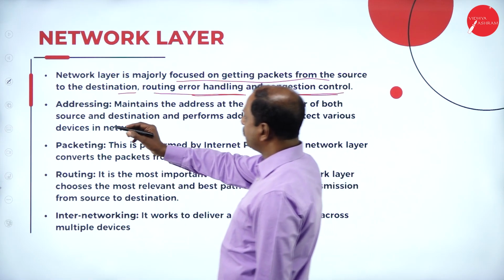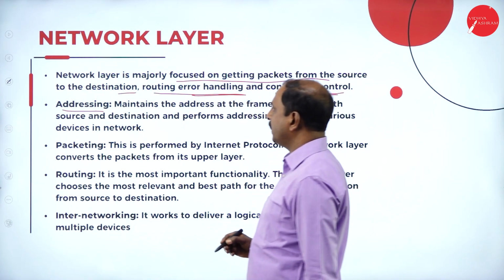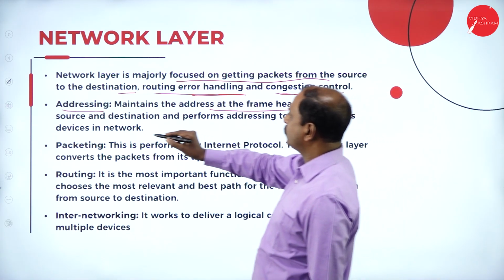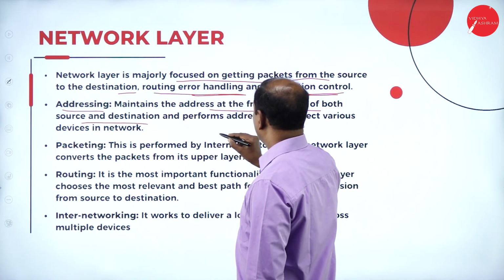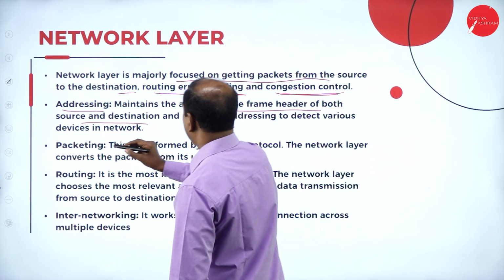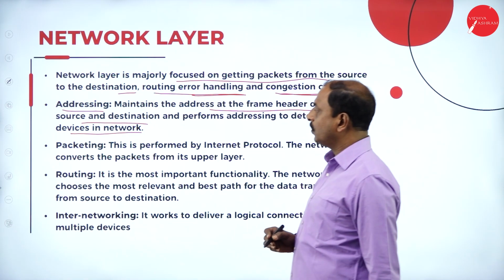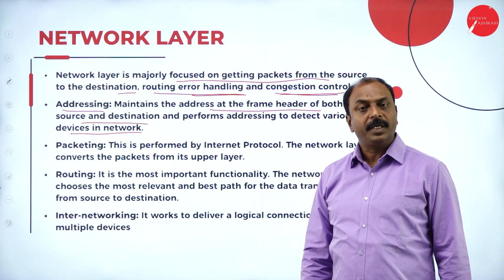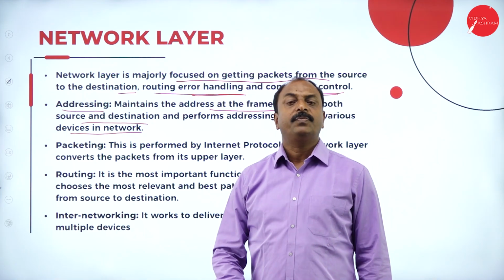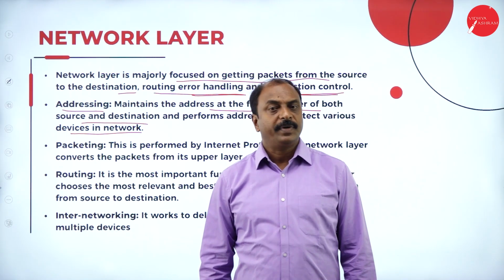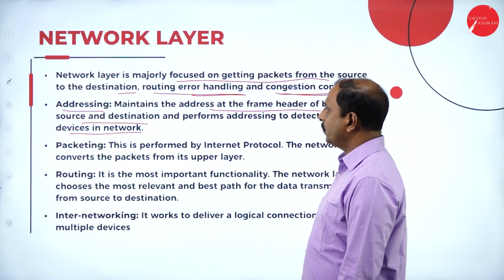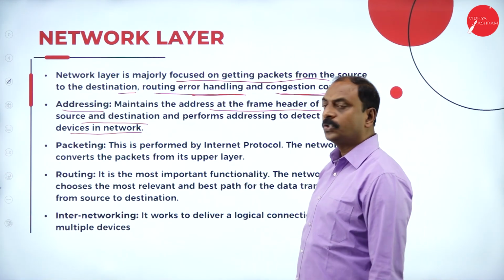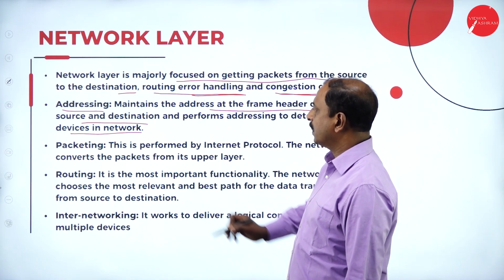So another next function is addressing. What is addressing here? It maintains the addresses at the frame header of both source and destination and performs addressing to detect the various devices in the network. So if we talk about the addressing here, this network layer also maintains the addresses of different hardware and network devices in a network. So it's going to address different type of devices in a network. It is from source as well as destination computers.